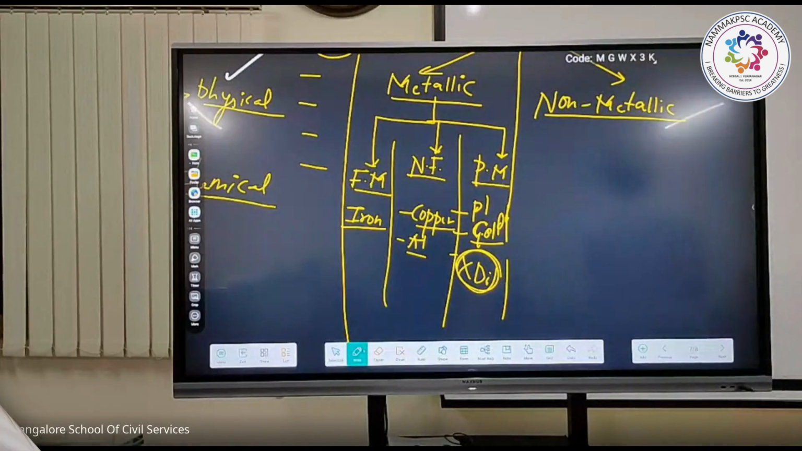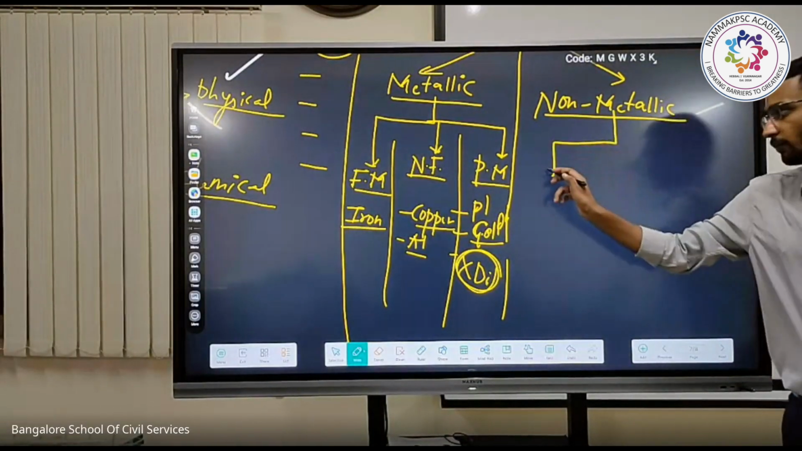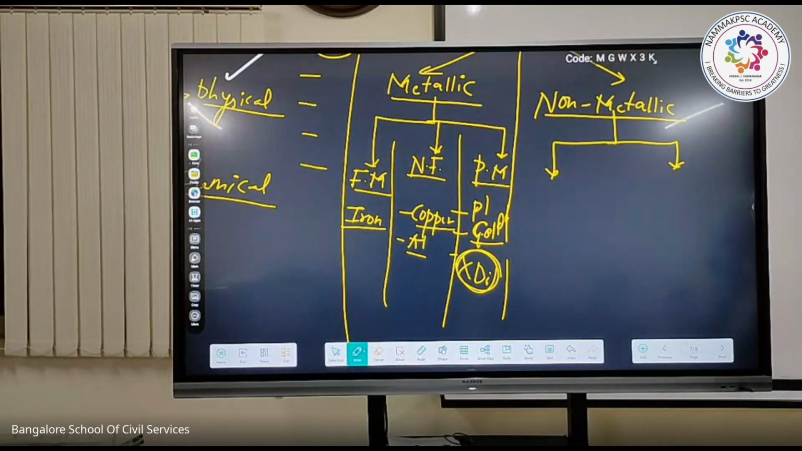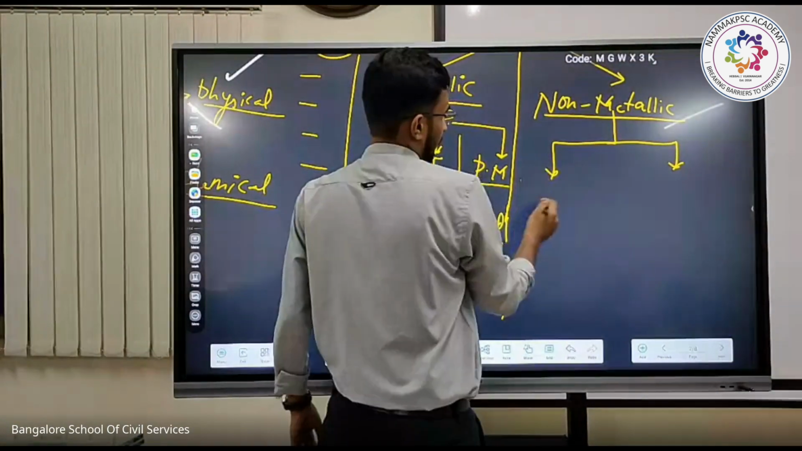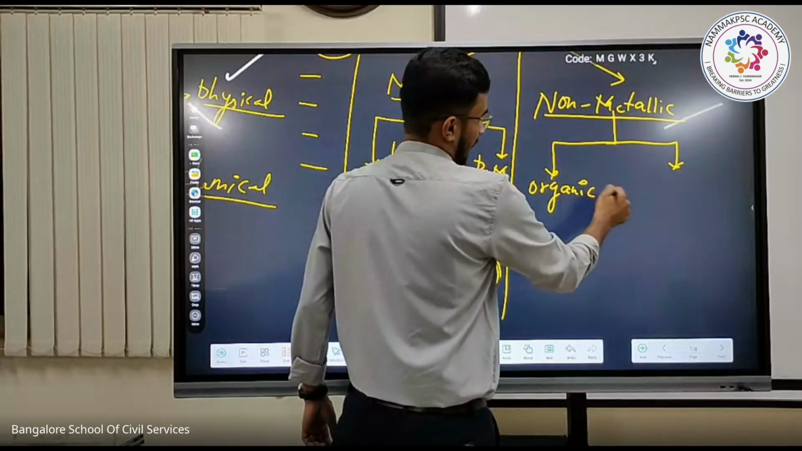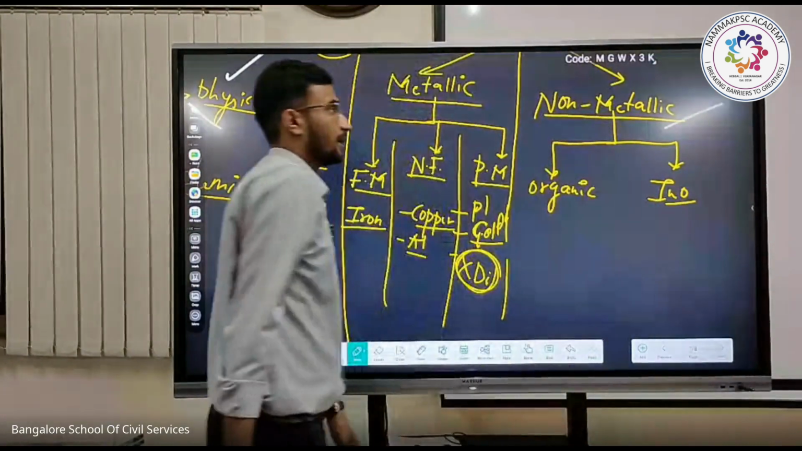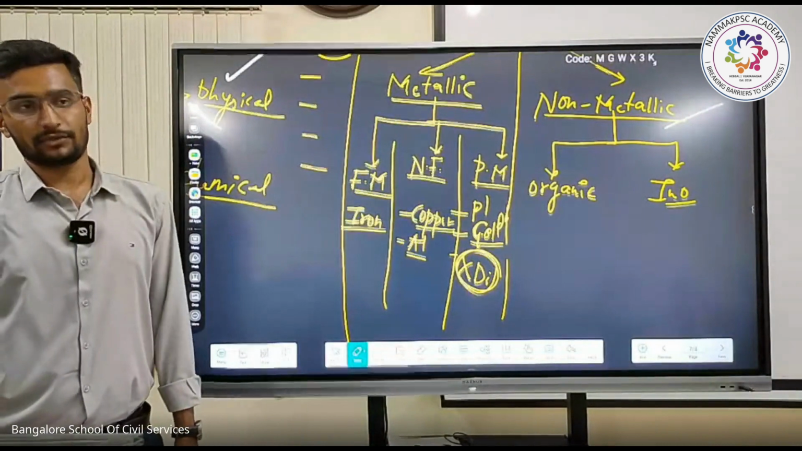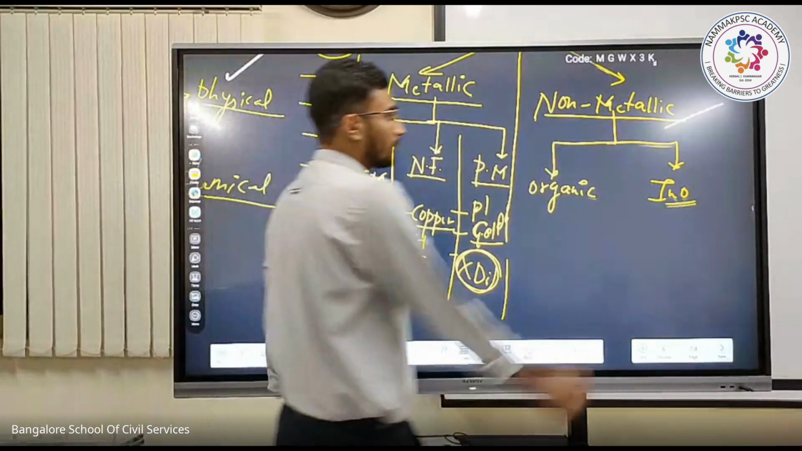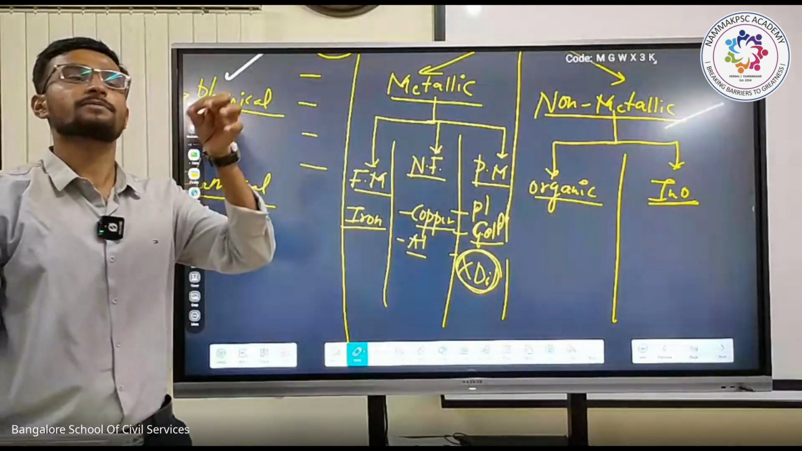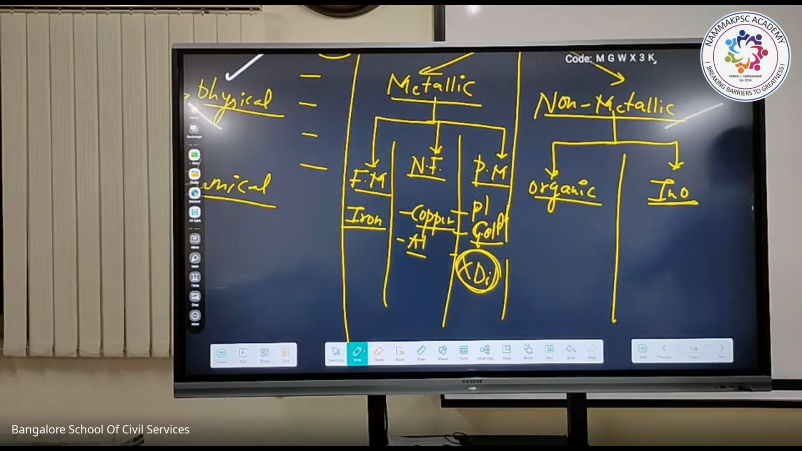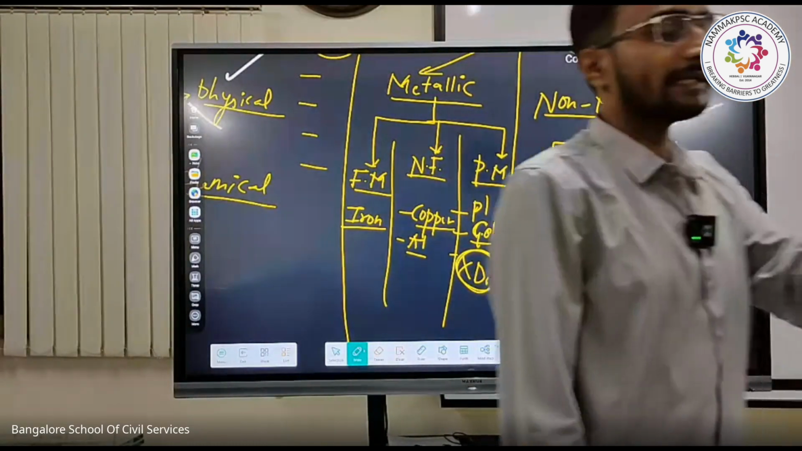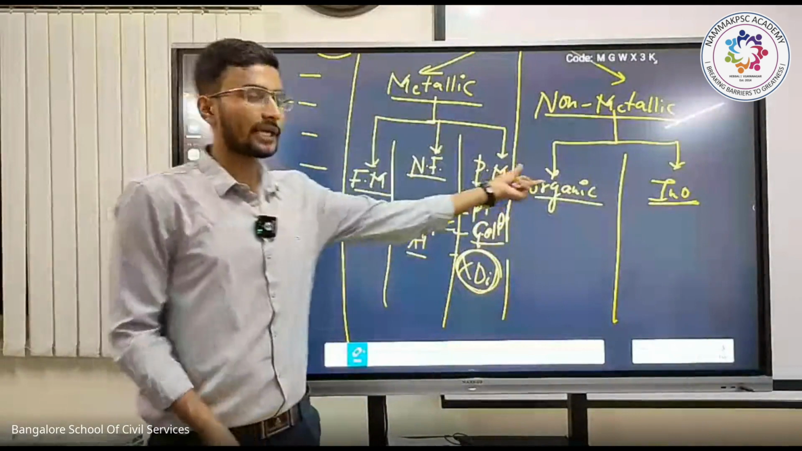Non-metallic is classified into organic and inorganic. Now what do you mean by organic and inorganic? The non-metals formed via organic sources; organic means living organisms. After the death and decay of living organisms, we call them organic sources.